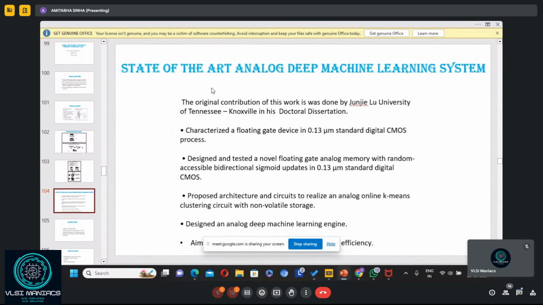So, analog deep learning machine. The original contribution of this work was done at the University of Tennessee in a doctoral thesis. You can get the research paper from the net or in the library. A lot of PhD work is going on in analog circuitry, programmable analog circuitry for machine learning.